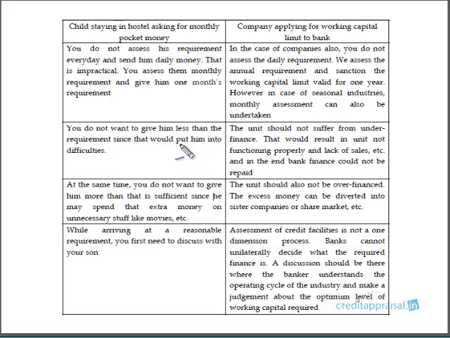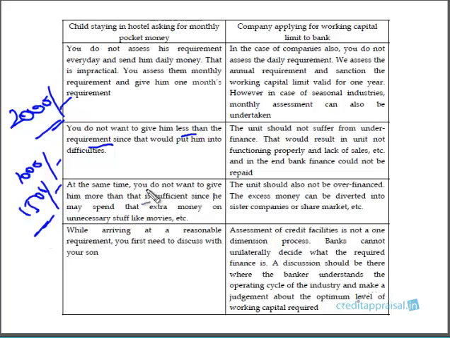See, in the case of this child studying in a different city, you don't want to give him less than the requirement. Say if the true monthly expenses are 2000, you don't want to be giving him some 1000 or 1500. You don't want to have a situation where the child struggles to meet the expenses and couldn't concentrate on the studies.